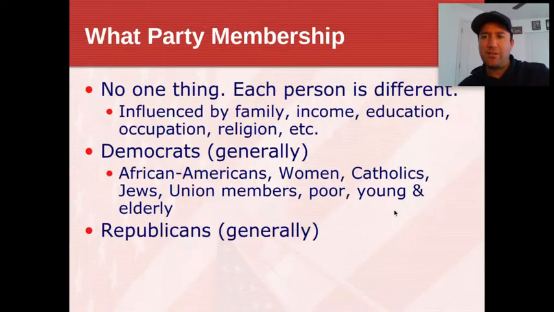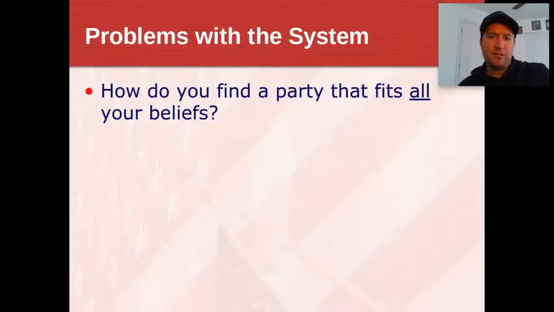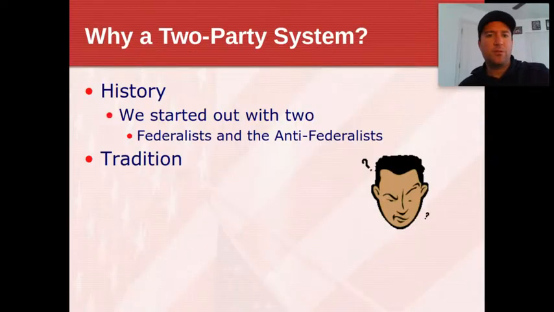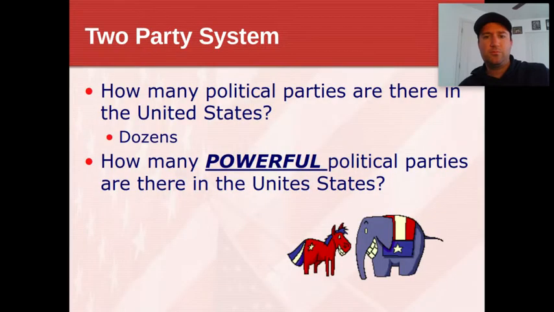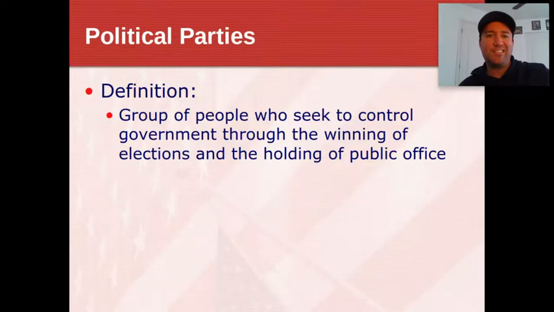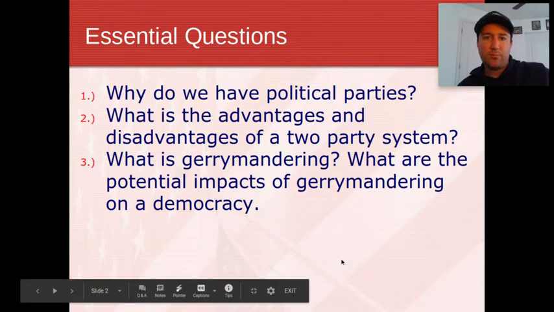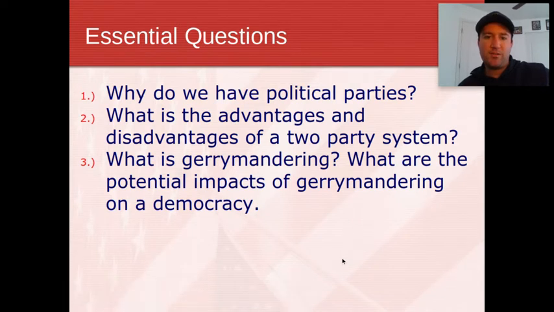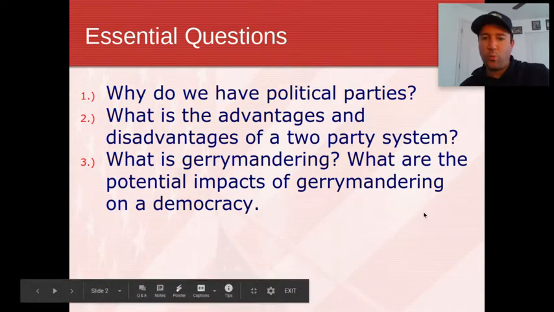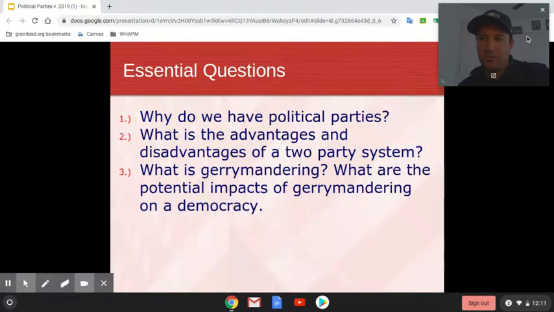But let's go back to our essential questions for you to answer. It feels like forever ago, but here we go. Should have put this at the end. All right. Essential questions for today, and answer them in Canvas. Why do we have political parties? What is the advantage and disadvantage of the two-party system? And what is gerrymandering? And what are the potential impacts of gerrymandering on democracy? So take some time to answer those questions. Do so in complete sentences.